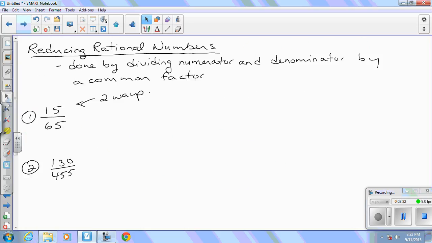So the first thing we need to practice with is reducing rational numbers, and that's done by dividing the numerator and denominator by a common factor. Remember, the number on the top is the numerator and the number on the bottom is the denominator. So 15 over 65, or 15/65.